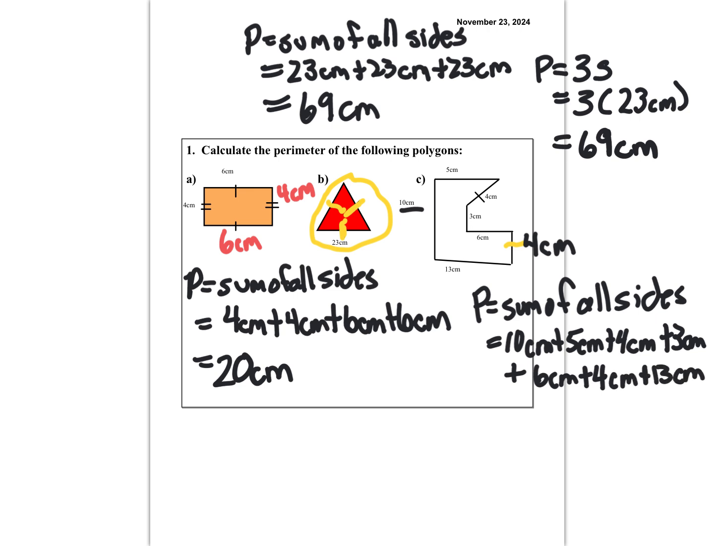And the reason I put the units is I don't want to forget that at the end. The units are very, very important. There's a huge difference between, say, 25 centimeters and 25 meters. And so we want to make sure we have the right units in place at all times. So if I go through this quickly, we have 10 plus 5 is 15, plus 4 is 19, plus 3 is 22, plus 6 is 28, plus 4 is 32, plus 13, that will give us 45 centimeters.